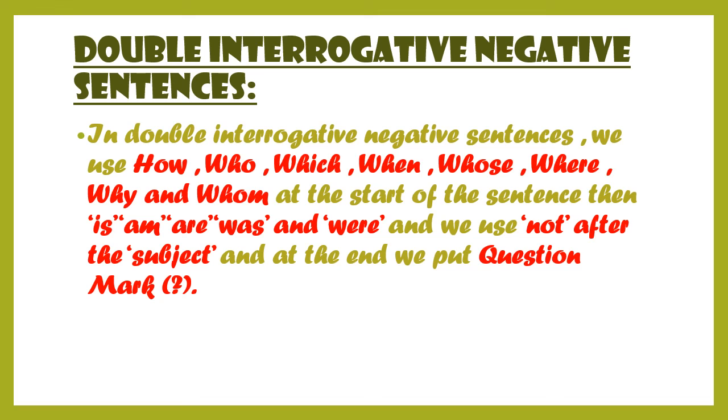It means that at the start of the sentence, first of all, we shall write interrogative pronouns. Then after it, we shall write the helping verb is, am, are, was, were. We have to select it according to the tense. Then after it, we shall write the subject, then not. Then at the end of the sentence, we shall put a question mark.